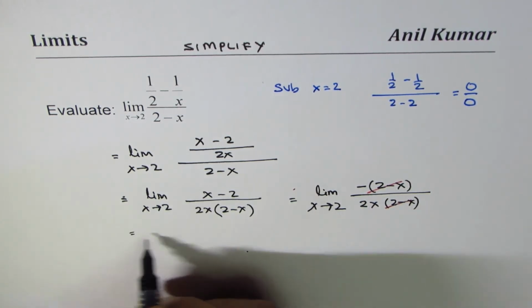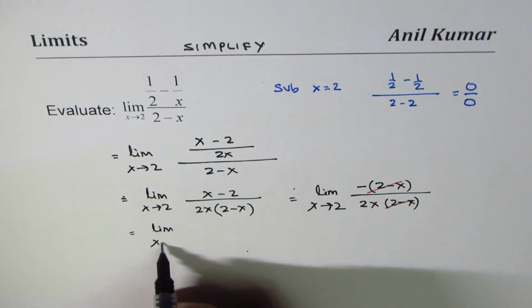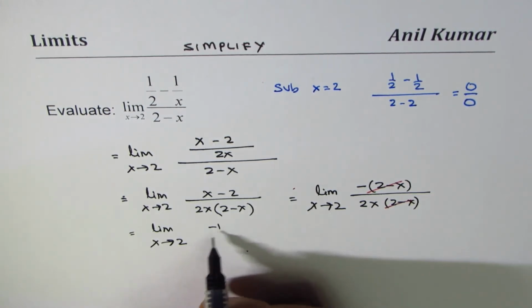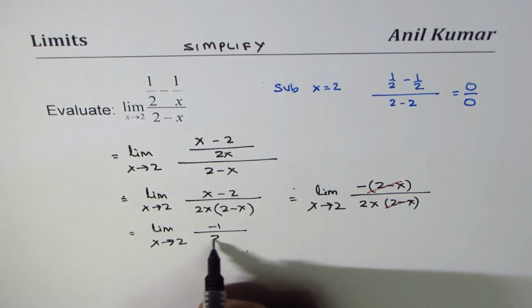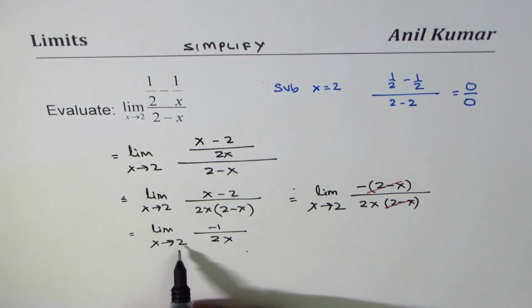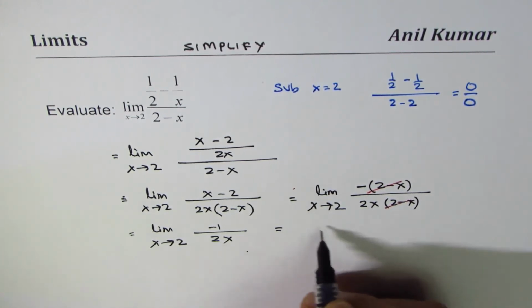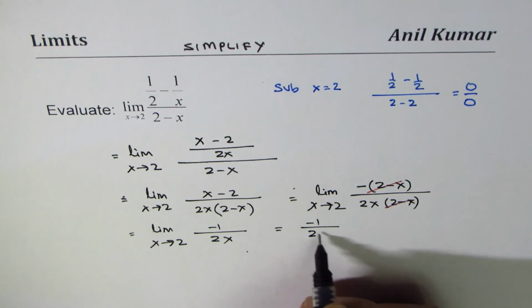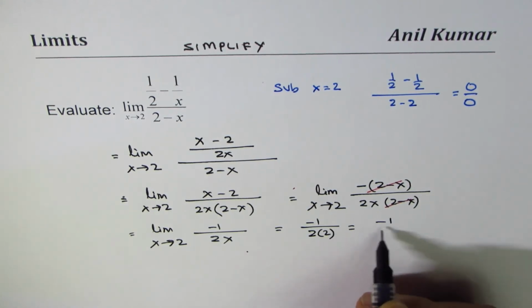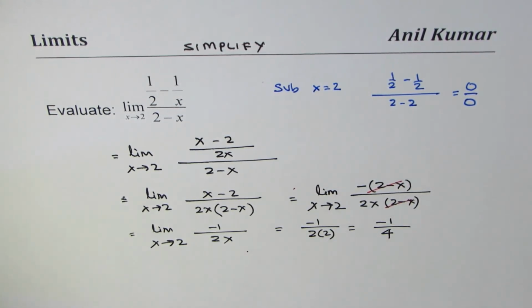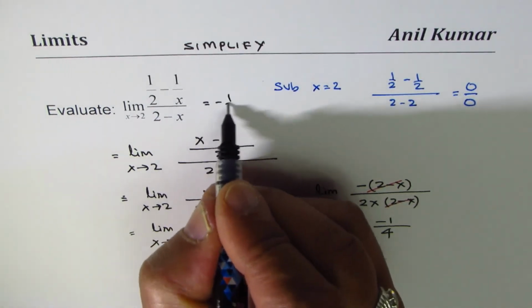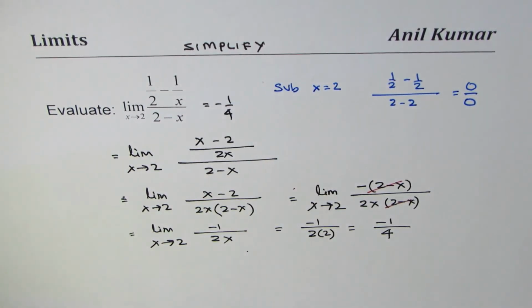So we could write this as the limit as x approaches 2 of minus 1 over 2x. Is it okay? Now we can substitute 2. If I substitute 2, I get 2 times 2 in the denominator, so minus 1 over 4 is the limit. So the limit of this function is minus 1 over 4 when x approaches 2. That is how we can solve such questions by simplifying.